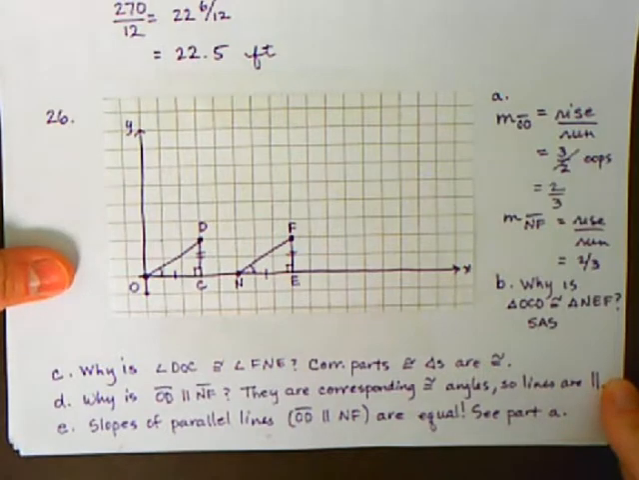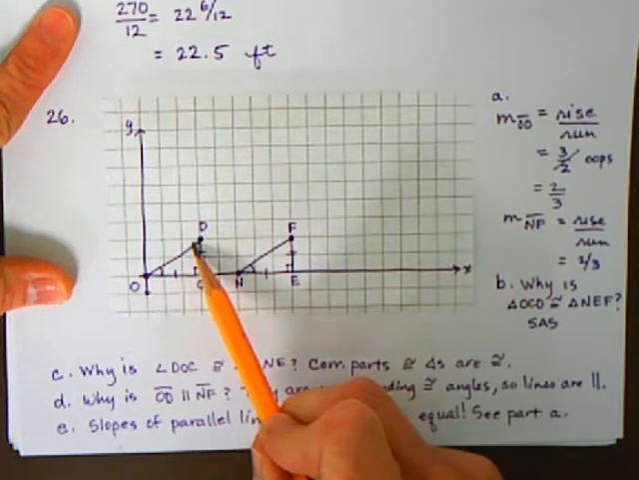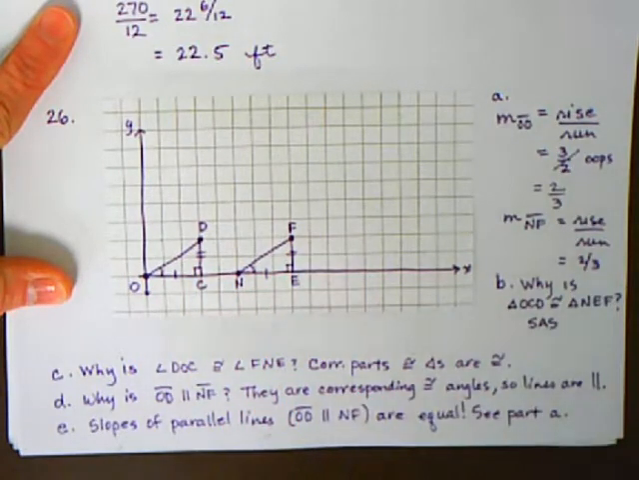Now, the thing that's kind of nice is you could do side, side, side. You could use the distance formula and find this length here. You could find this length here. Side, side, side, side angle side. That's good. All right. Once I showed that the two triangles are congruent, why is this angle DOC congruent to FNE? Well, because if the triangles are congruent, then their corresponding parts are congruent. So that's the answer to C.